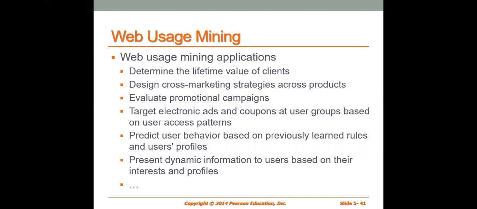Okay, so target electronic ads, predict user behavior based on previously learned rules and user profiles, and present dynamic information to users based on their interest and profile. It is the same, for example, if you have a YouTube channel and the number of subscribers increases to 1,000 and your watch time is more than 4,000 hours, you get paid for that. Similarly, it's called web usage mining, and YouTube has its own dashboard and analytics.